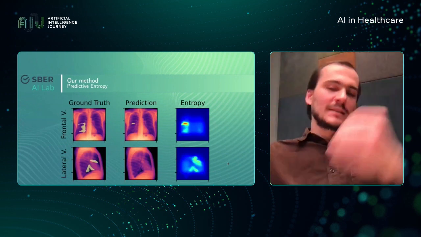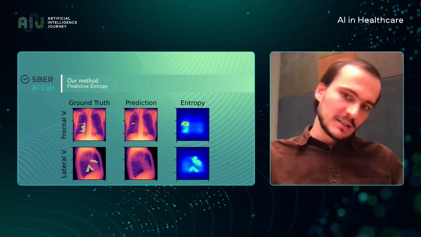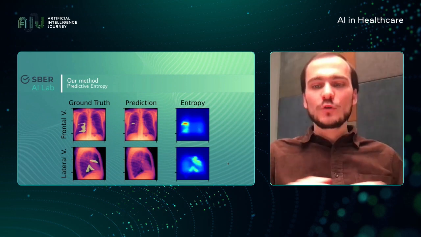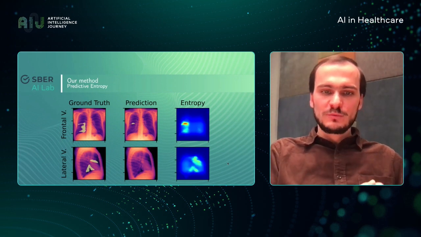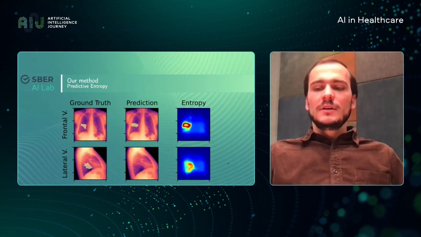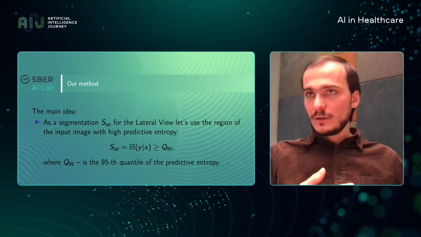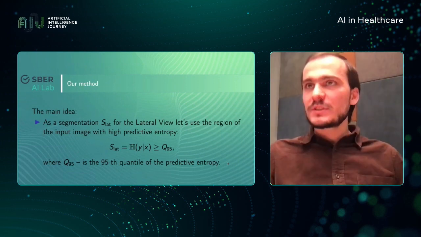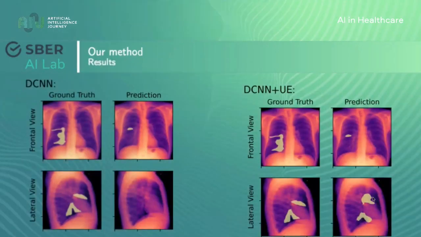But what happens in cases when we need to recover the segmentation? In frontal view, we see that the entropy and general uncertainty is actually showing the same as what doctors segmented. This is one case, this is another case, and that's why we decided to take areas with high entropy as an area that should have been segmented. And after this, we have quite a good prediction as a result.